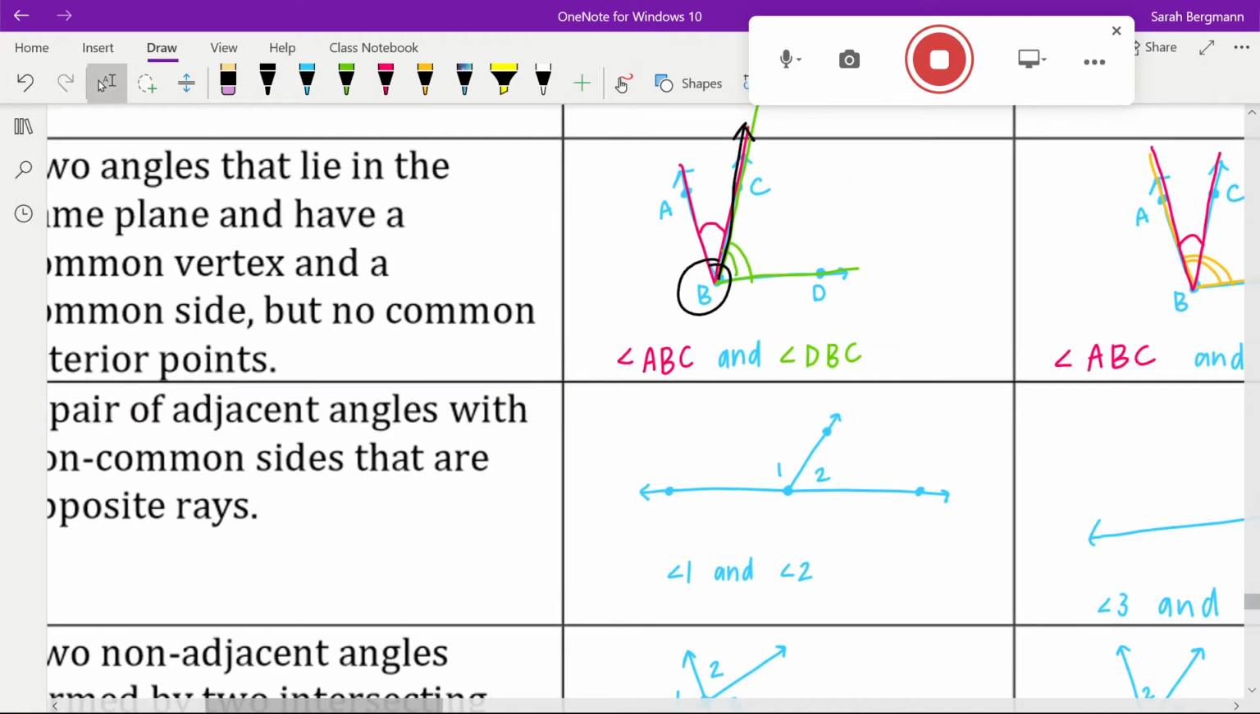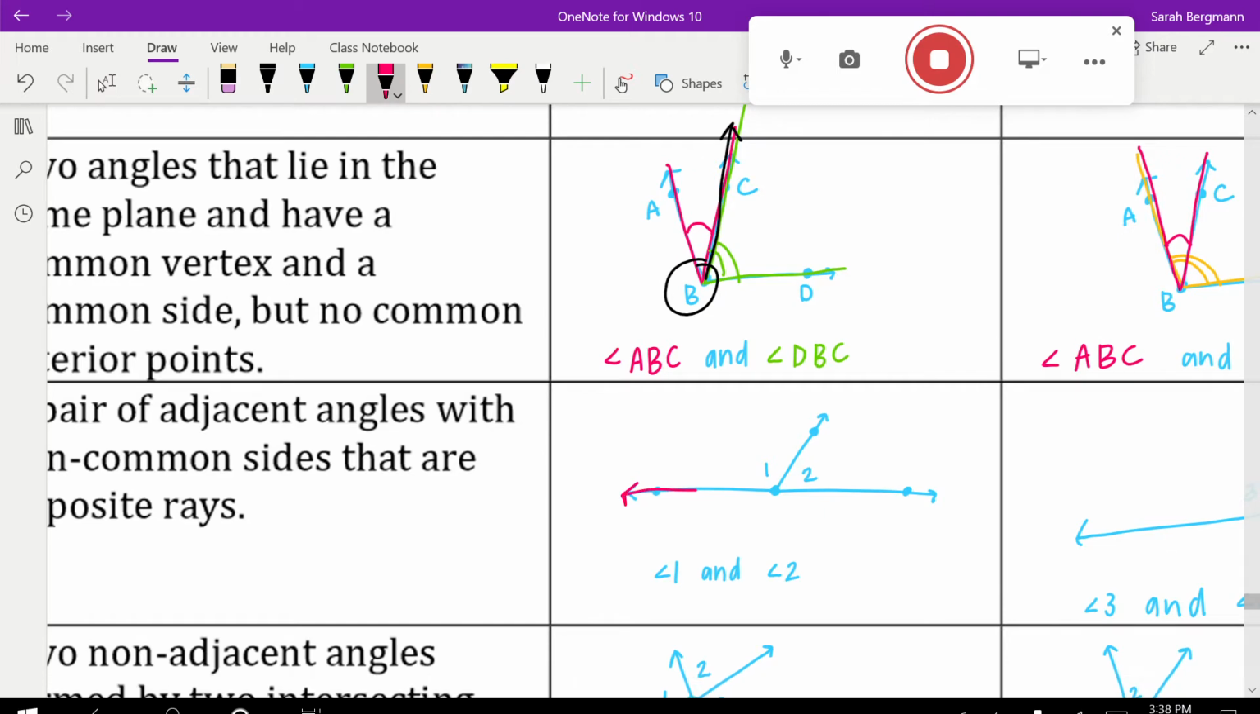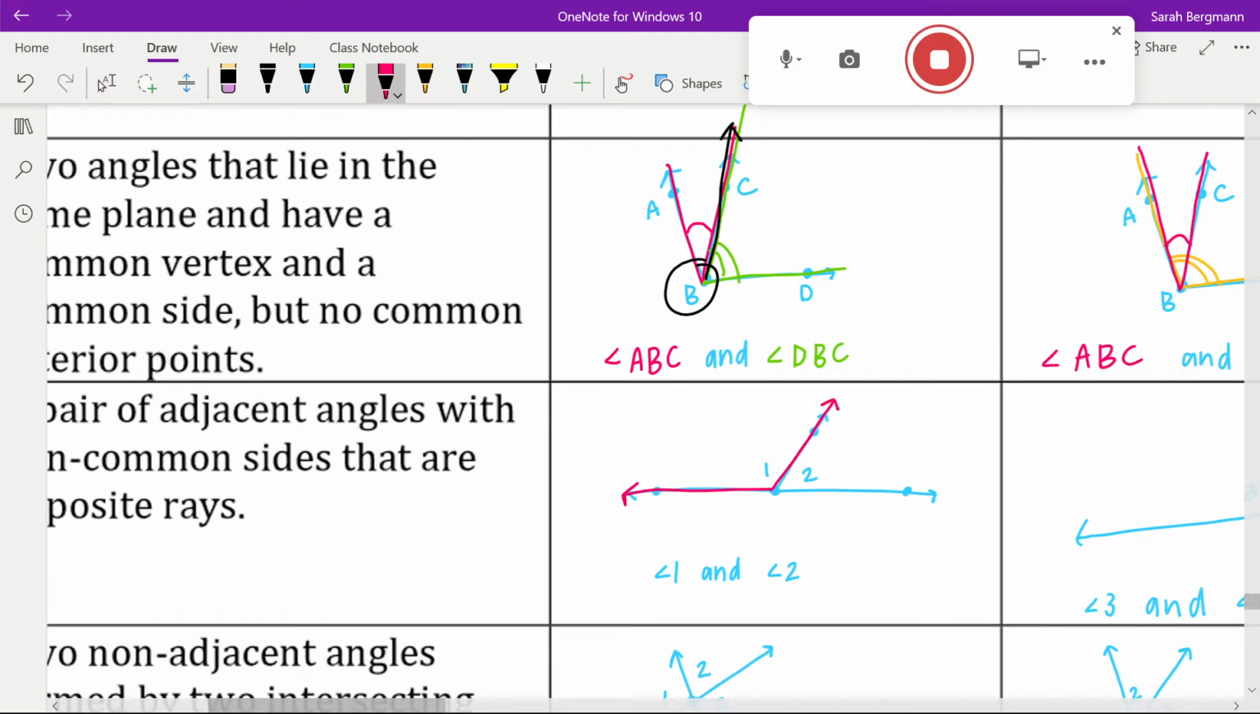So for example, angle 1 and angle 2 form a linear pair because the non-common sides form a straight line. They cannot be overlapping. They still have to be adjacent angles.